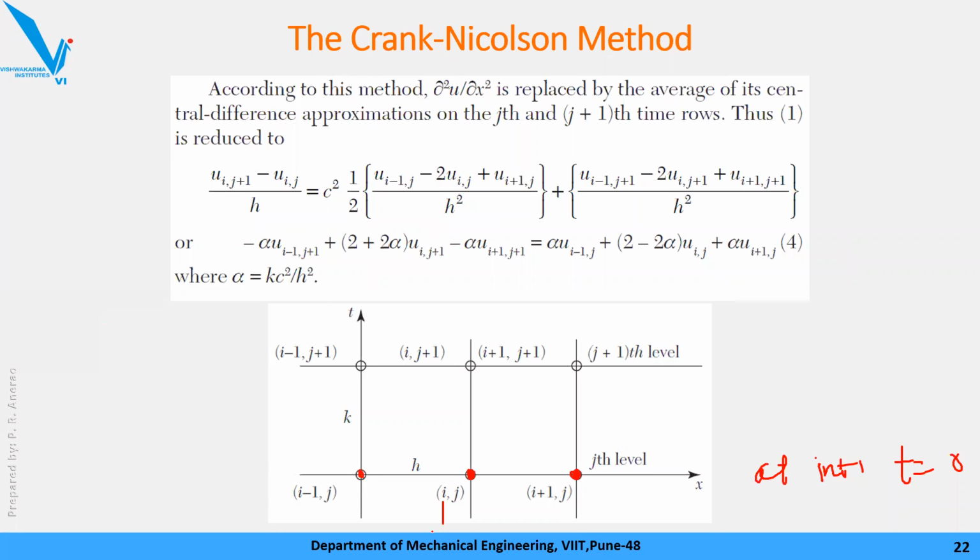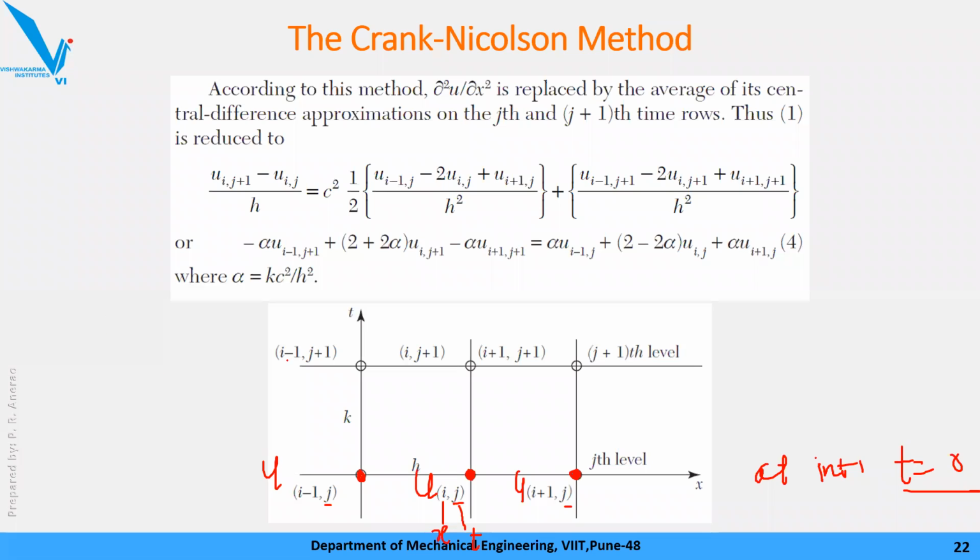Here i stands for x, and j depends on t. j stands for time. So j, j, j means the same day, t equal to 0. i means central, i minus 1 means left hand side, and i plus 1 means right hand side. So this is the temperature u at 3 locations today, at t equal to 0.